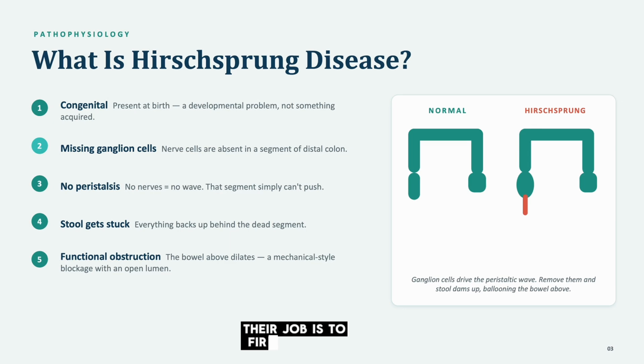Their job is to fire the peristaltic wave, which is the squeeze that moves stool forward. In Hirschsprung, a baby is born without those nerve cells in a segment of the distal colon. That's the word, congenital, which means present at birth. Now, no nerve cells means there's no signal. No signal means no squeeze. That segment of the bowel is basically paralyzed, and it can't reflex and it can't push. What happens to the stool is that it hits that dead zone and stops, and everything behind it piles up.